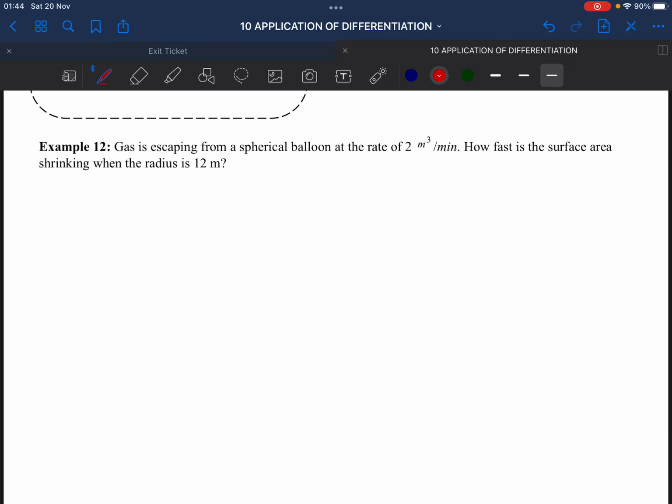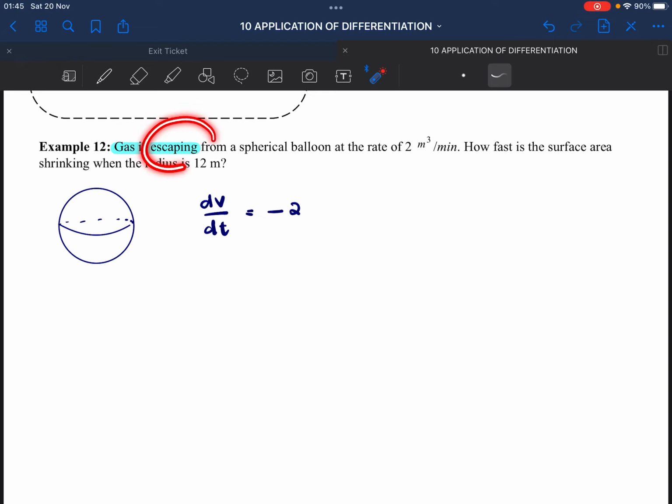Here the question says gas is escaping from a spherical balloon at the rate of 2 meter cube per minute. So we have a spherical balloon. I don't need to draw it, I just want to draw it to liven up the question. The keyword here is gas is escaping, so we are talking about volume. At the rate of 2 meter cube per minute, therefore dv over dt is equal to negative 2, because we are talking about escapes. So we must put negative because it escapes.